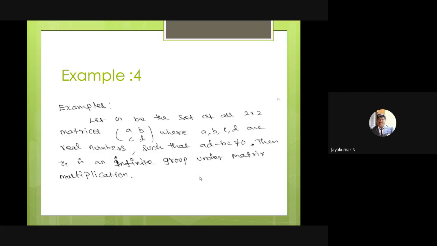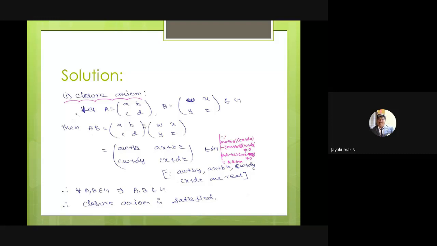Example 4, this is also only from a knowledge point of view. Quickly we can recall, let G be the set of all 2 by 2 matrices (a b, c d), where a, b, c, d are real numbers such that the determinant is non-zero. Then G is an infinite group, it is not an abelian group, G is an infinite group under multiplication. Note the words infinite group. Closure axiom: if you multiply two elements, you know the procedure.